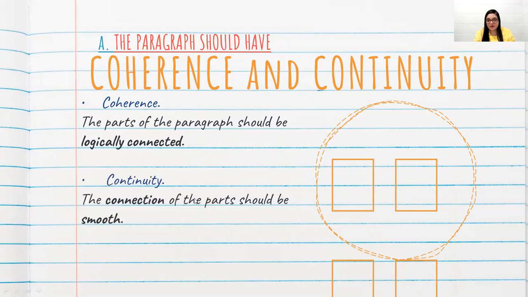This connection of the parts should be smooth. So one idea should move smoothly to the other one. Like when you're narrating an event, you will go from one idea to another one, like if you are taking a person to the place where these things happen. If you're describing a person, I will be able to see the picture of the person in my head. And if you are, for example, persuading someone, you will get this smooth movement from one idea to the other one so that you can convince me of what you're saying.